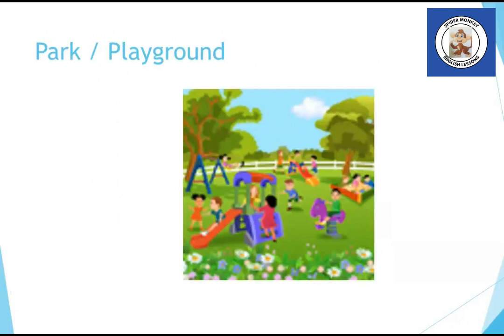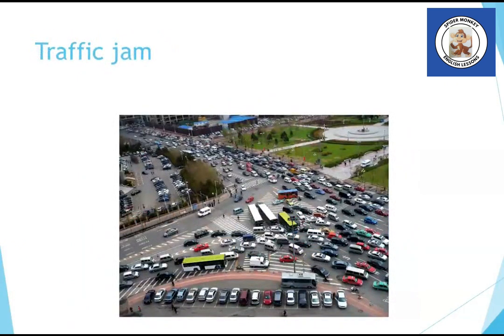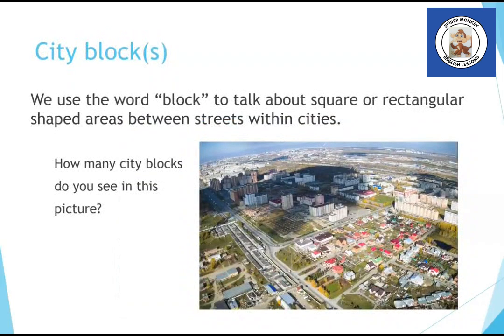Park or playground is a place where you can take kids or pets to play. Parking lot. A parking lot is a place where you can leave your car when you go shopping. Traffic jam. A traffic jam is where cars get stuck, especially during rush hour. City blocks. We use the word block to talk about square or rectangular shaped areas between streets within cities. How many city blocks do you see in this picture?